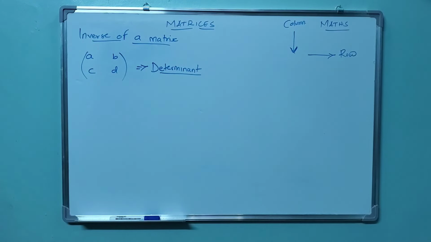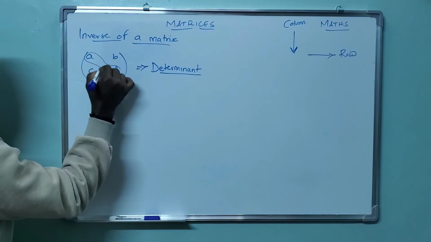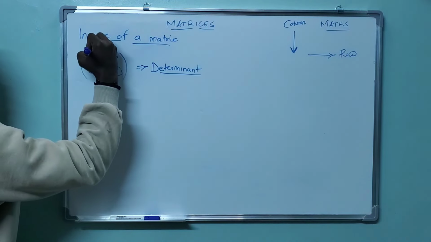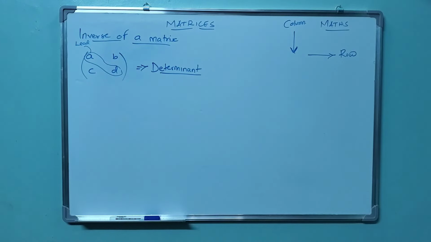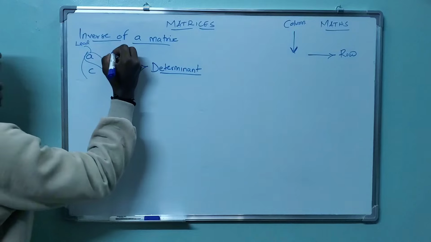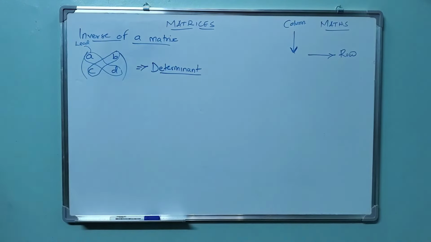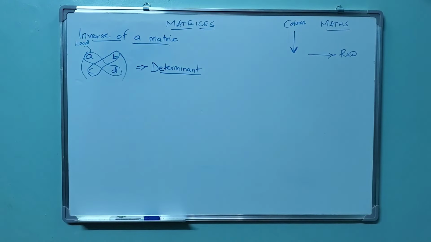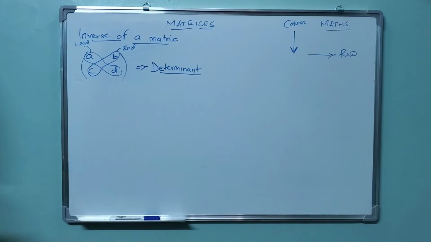Now, before we get the determinant, I want us to name those diagonals. Now, here we have the diagonals. This diagonal, which is slanting towards your right, is usually called the lead diagonal. Then this other diagonal, which is slanting towards your left hand side, is called the end diagonal.